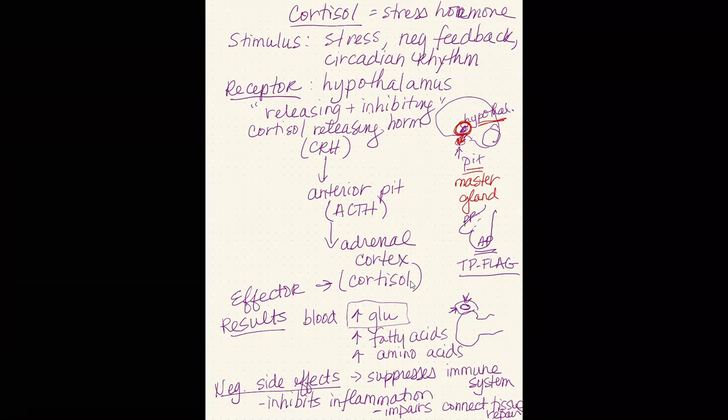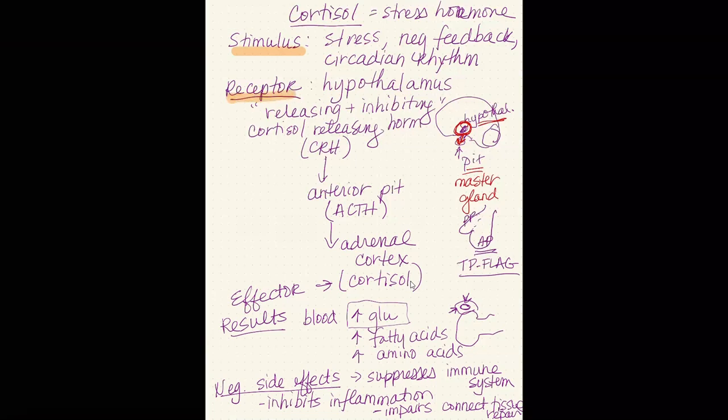Okay, so let me try to go here. Let's see if I can do a highlighter. All right, what color do we want? Let's try orange, orange and purple. Okay, so here's the stimulus. All right, so stress, negative feedback, circadian rhythm. Okay, so now here's where the tricky part comes in.